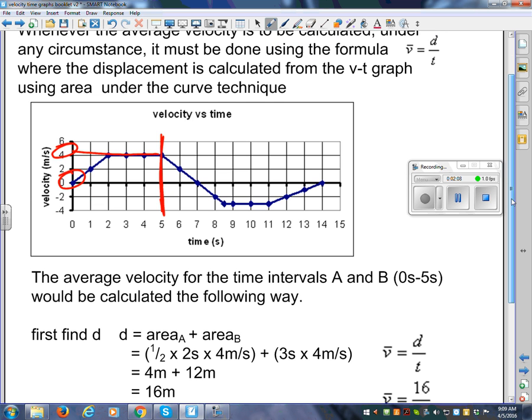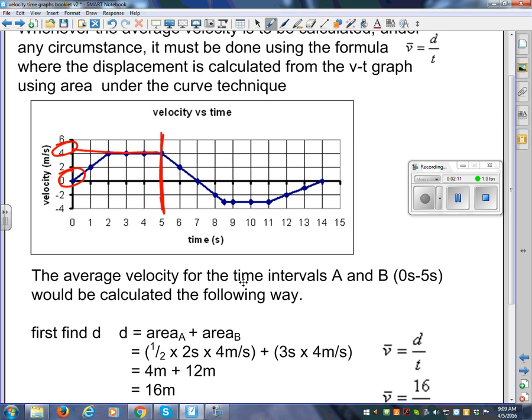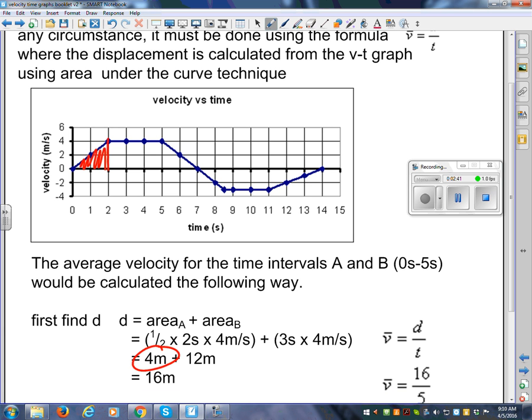Here's a good review for those of you that were missing yesterday. The average velocity for the time intervals A and B would be calculated in the following way. So we find the displacement. Let me just erase this mess. Okay, we break it into triangles and rectangles. So I'm going to find that area there. The base is from 0 to 2. The height is from 0 to 4. So base times height divided by 2. So we've got 2 times 4 is 8. Divided by 2 is, I heard Will say it, 4. Right? The area is 4.